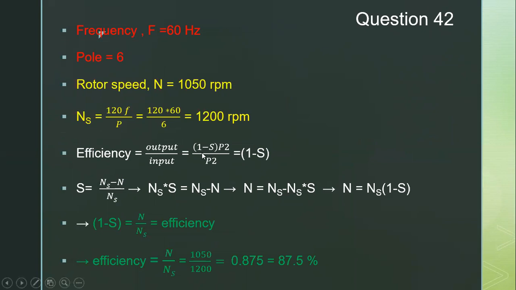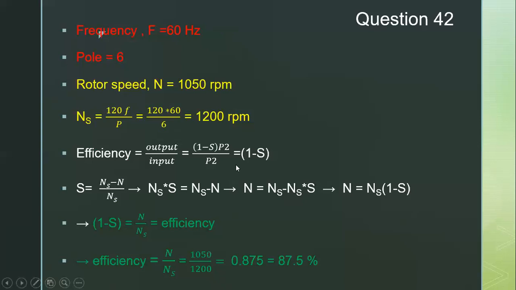So efficiency is equal to output, (1 minus S) into P2, divided by input, P2. P2 will be cancelled. It is 1 minus S. So 1 minus S will be your approximate efficiency. When you are asked for the approximate efficiency, you can use this equation. If the slip is given, you can easily find the answer.